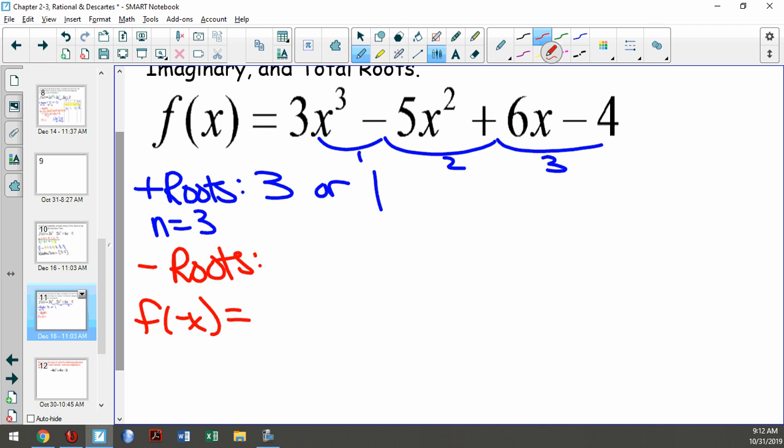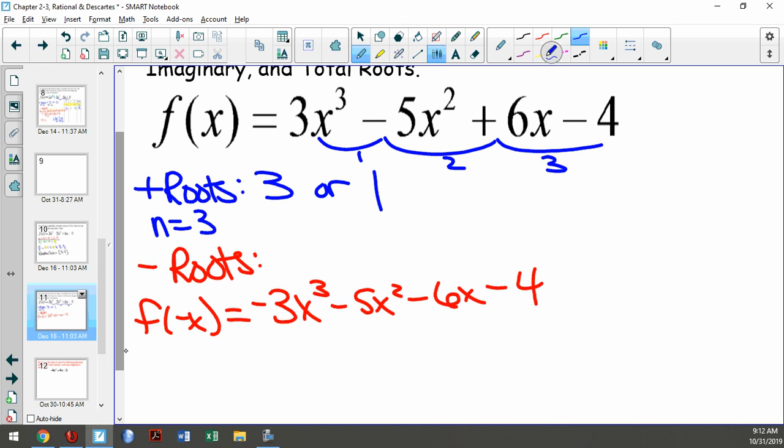What powers change my coefficient sign? 3 and 6. Tell me even or odd. Odd powers change. So the 3x cubed changes to negative 3x cubed. Negative 5x squared, does it change or does it stay? It stays. The plus 6x, does it change or stay? It changes to minus 6x, and the minus 4 stays exactly the way it is. So now what am I going to do? I'm going to count the sign changes.